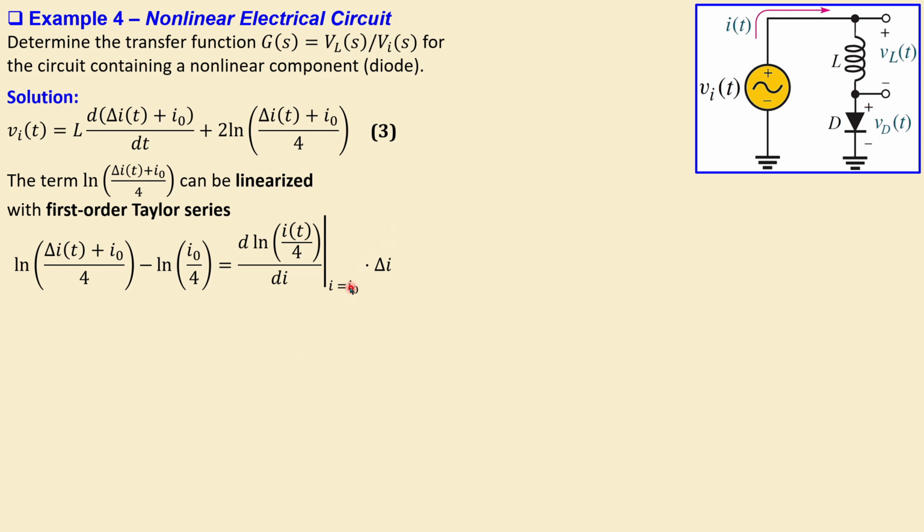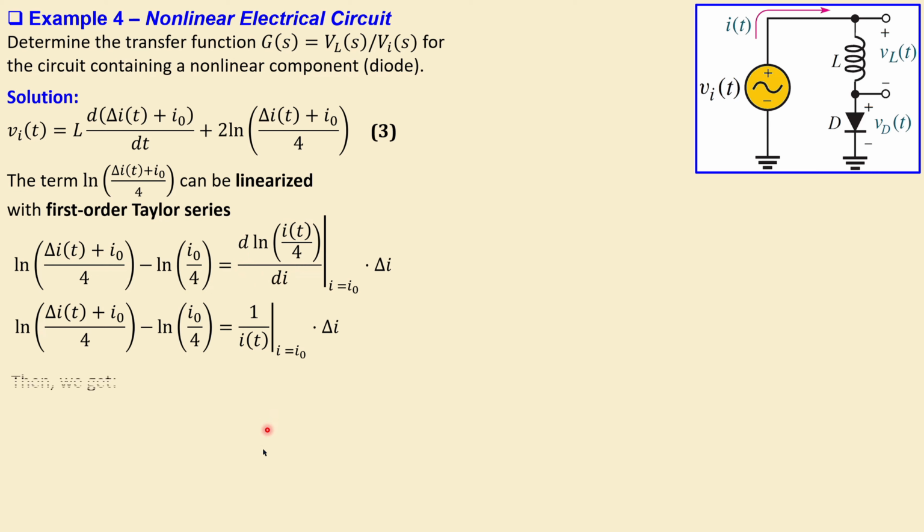Times, again, delta I. What's happening? Now, this stays the same. This doesn't change. This is also the same, but this is then 1 over that I. You can do the math for yourself. You will get 1 over I, evaluating that at, again, the steady state current, times the delta I. Now, let's evaluate at I0. You will get this.